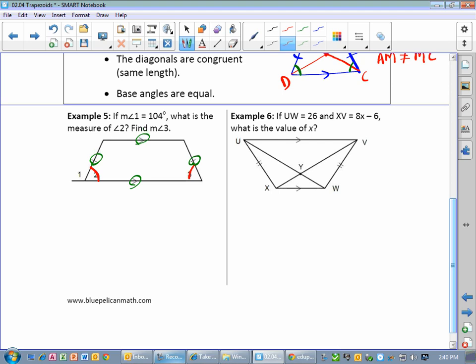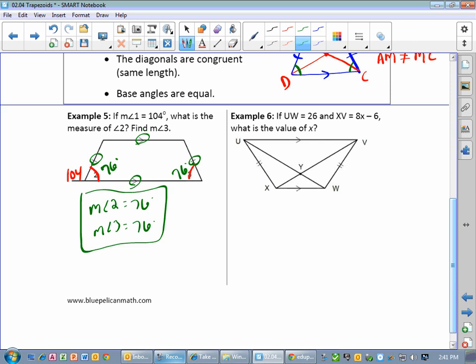Now we're told angle 1 is 104. Does angle 1 have any relationship with 2 or 3? Yes, it's supplementary with 2, and so this must be 76. And once we know 2, we know 3. So the measure of angle 2 is 76, and the measure of angle 3 is 76. Okay, so that was the base angles.